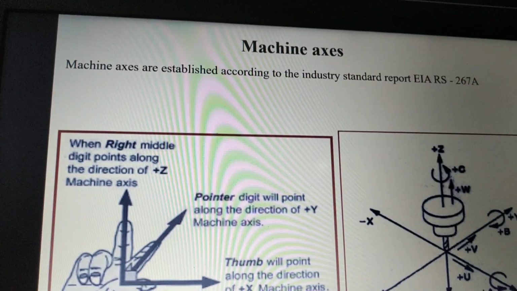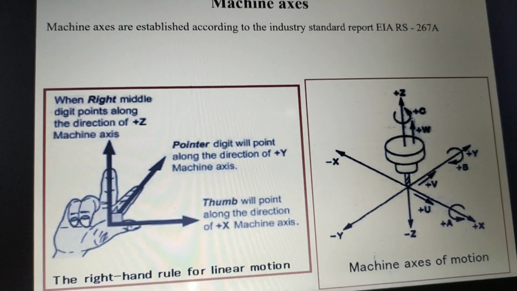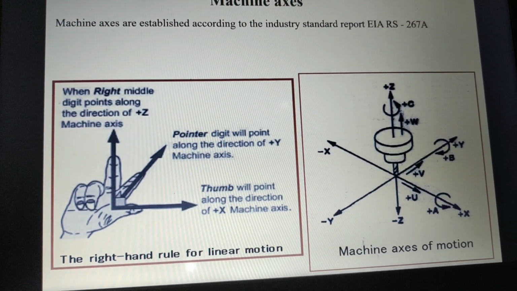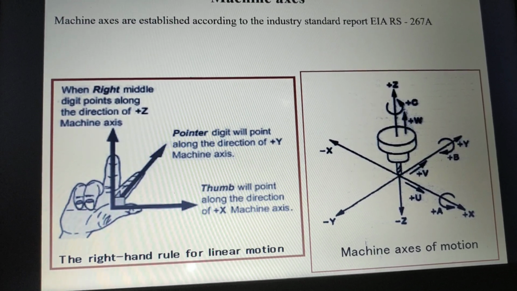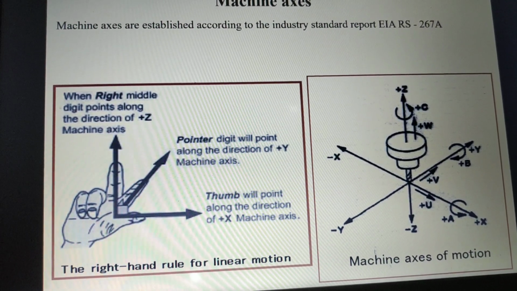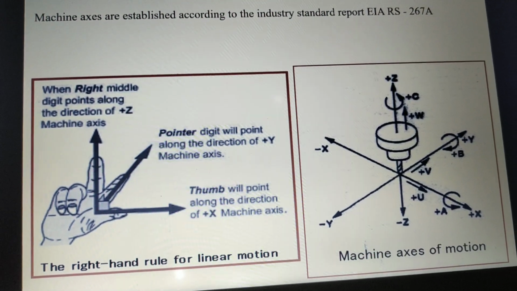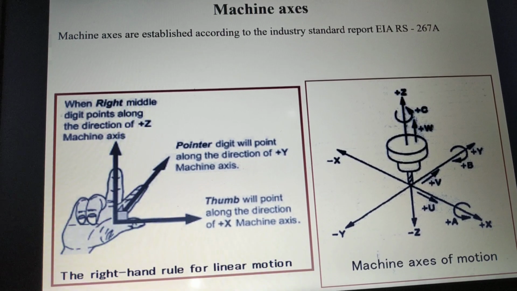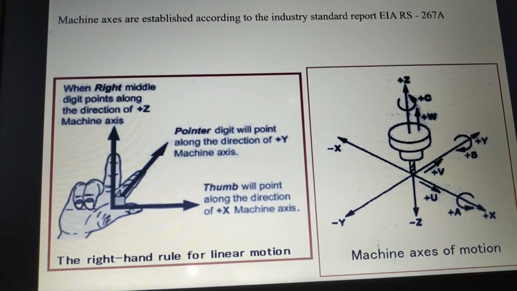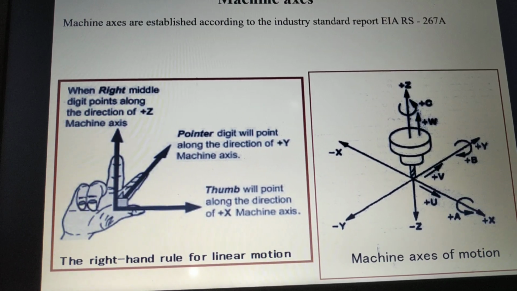Now we will see the machine tool axis. You can see the axis nomenclature here. Axis nomenclature means you have to name the axes like x-axis, y-axis and z-axis, which are mutually perpendicular to each other. If you do not know the axis nomenclature, then it becomes difficult to write the programs.